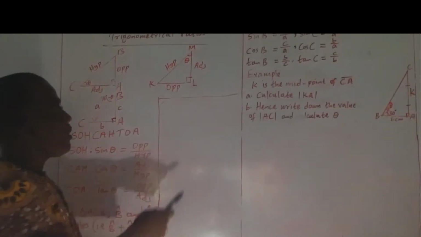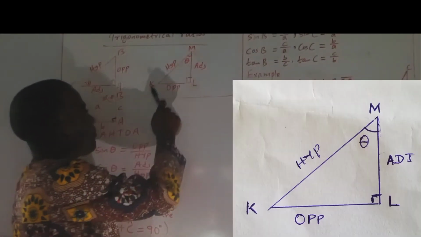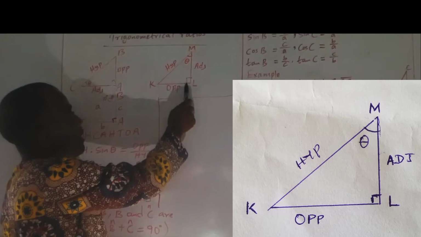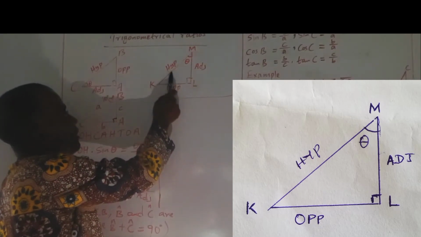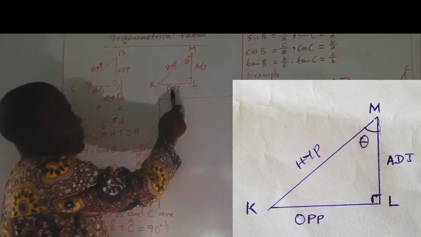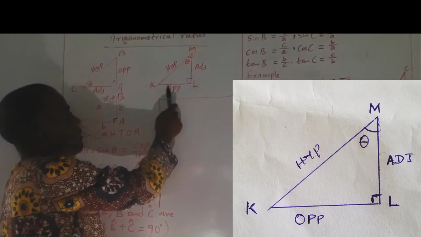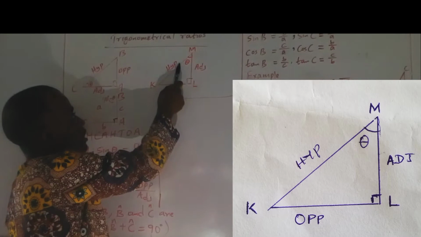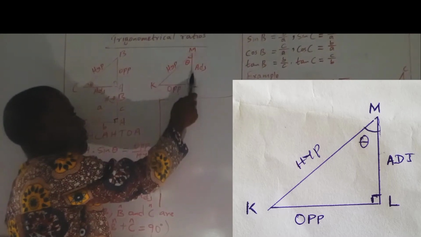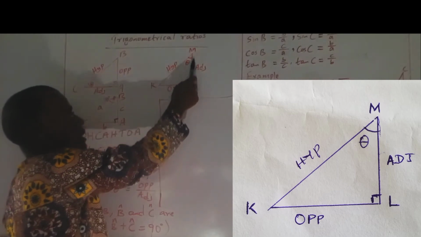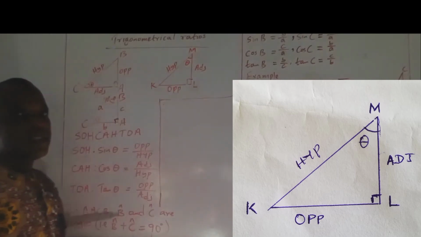In triangle LKN, right angle at L, KN is the hypotenuse. KL is the opposite with respect to angle KNL, while NL is the adjacent.